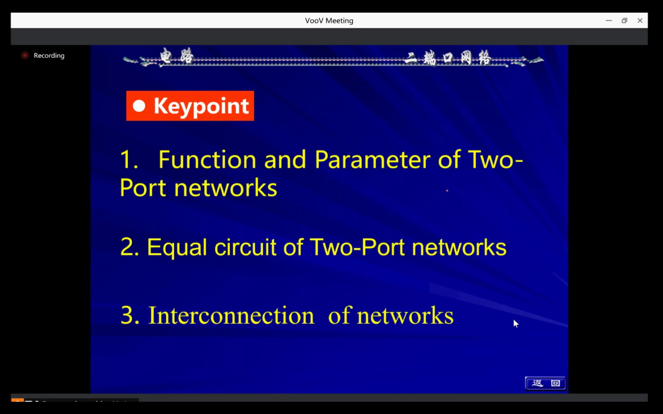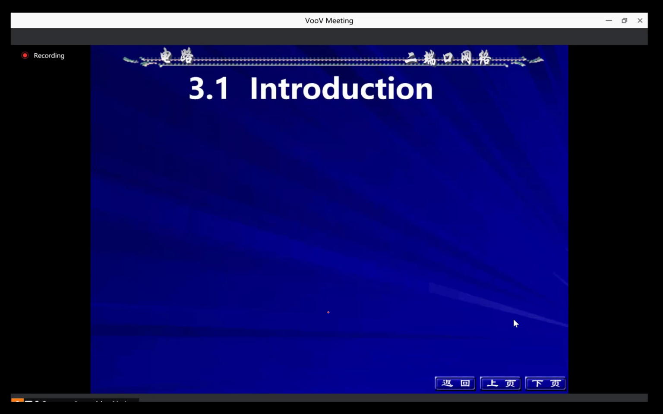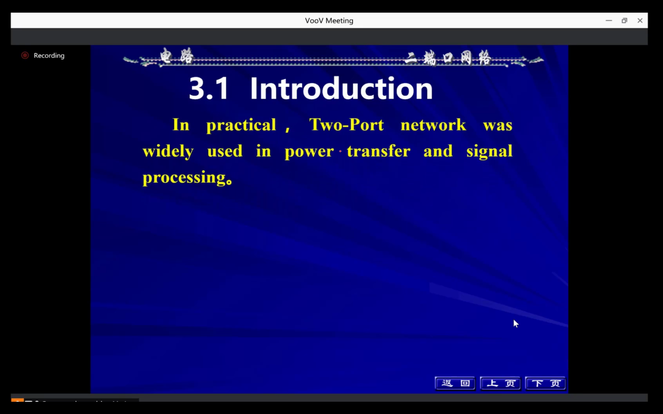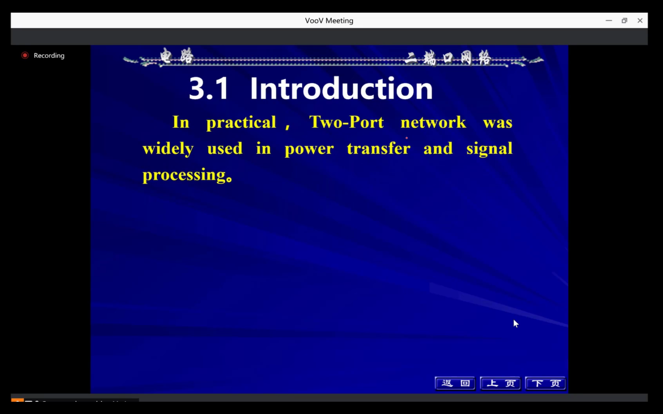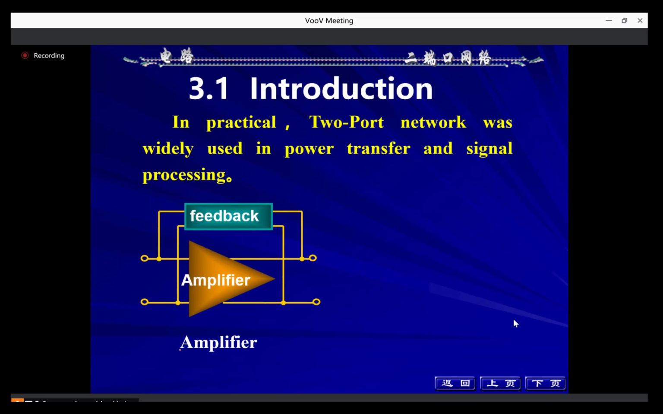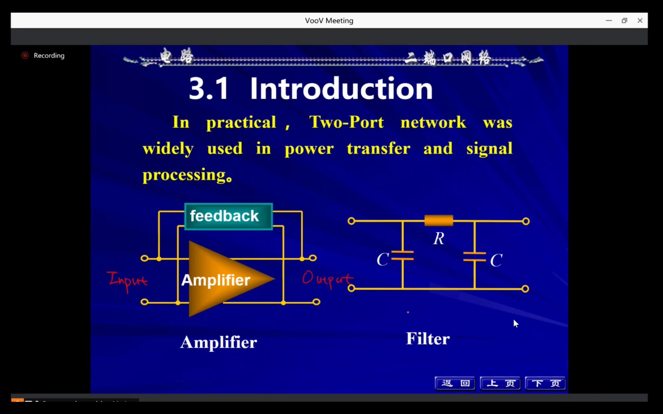The function and parameter of the two-port network, the equivalent circuit of the two-port networks, and the interconnection of networks. Introduction. In practice, the two-port network is widely used in power transfer and signal processing. For example, this operational amplifier circuit, we can treat the left side as the input, the right side as output, and this feedback network. This common filter, input, output.